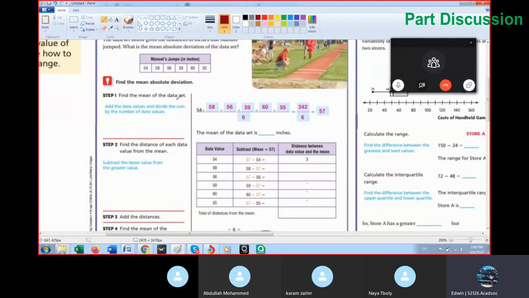Find the mean of the data set. First and foremost, you have to arrange the numbers. So you have 54, 58, 56, 59, 60, 55. There are six data values, that's why we're going to divide by six. Now, 54 plus 58 plus 56 plus 59 plus 60 plus 55 will be equal to 342. 342 divided by 6 will be 57. So the mean of the data set is how much, Abdallah? It's 57, Abdallah. It's written on the board already.